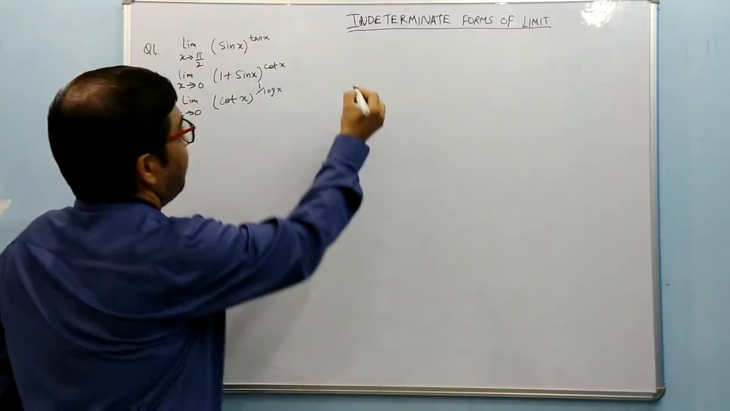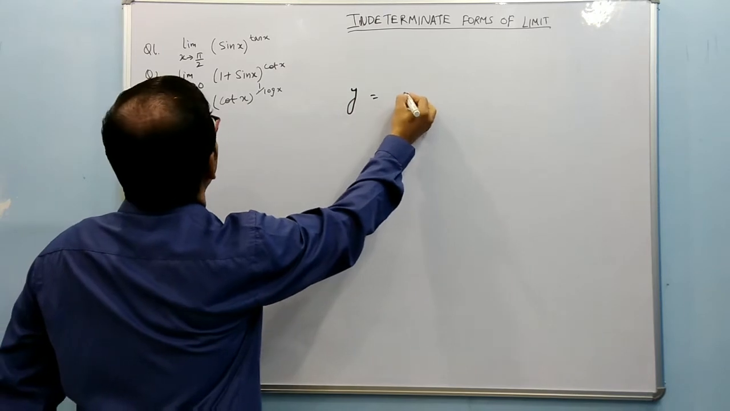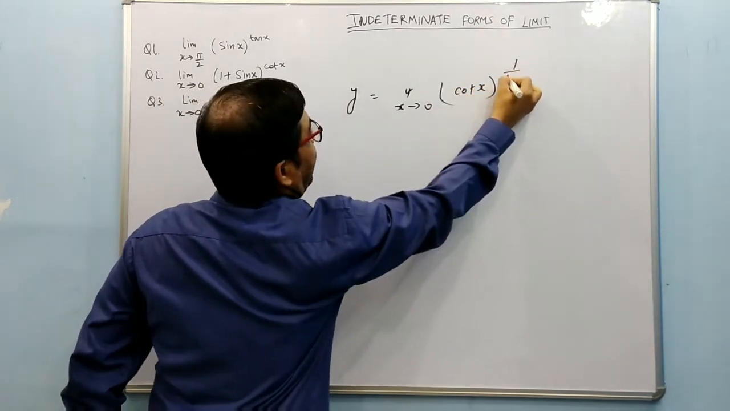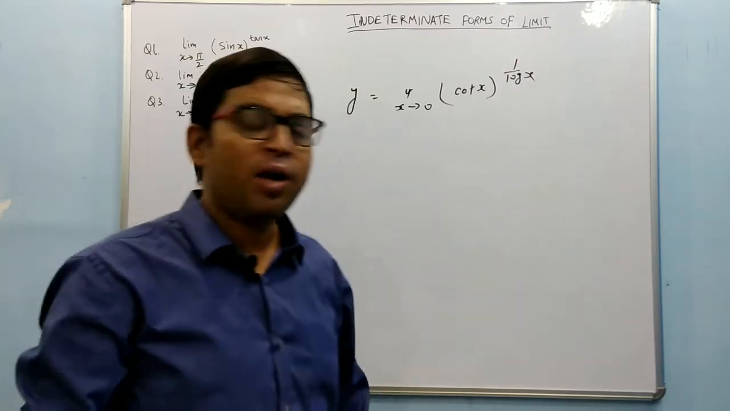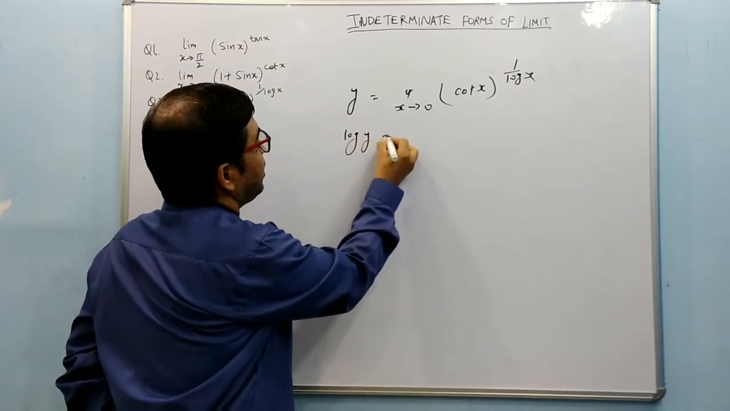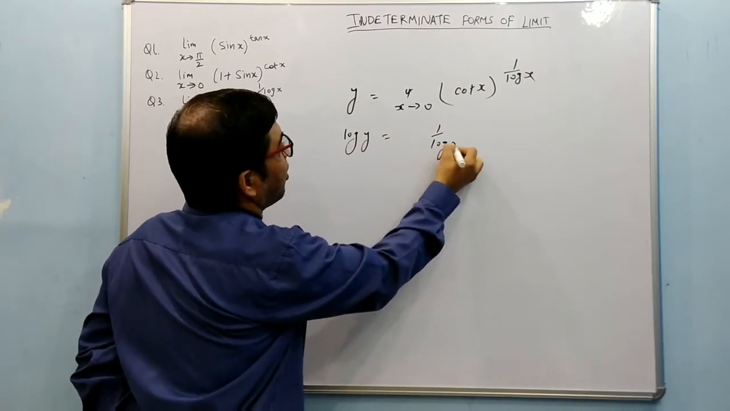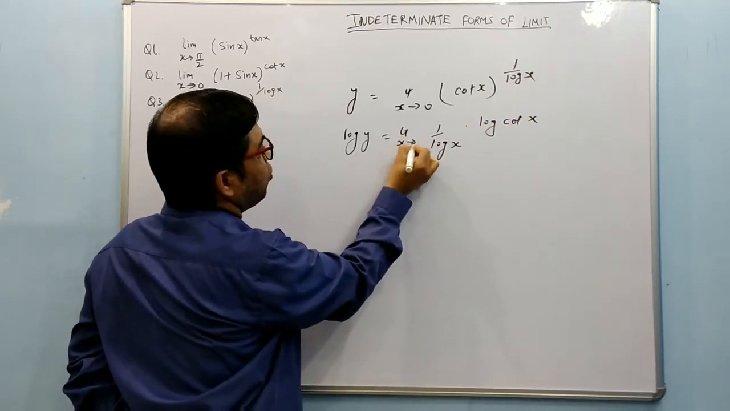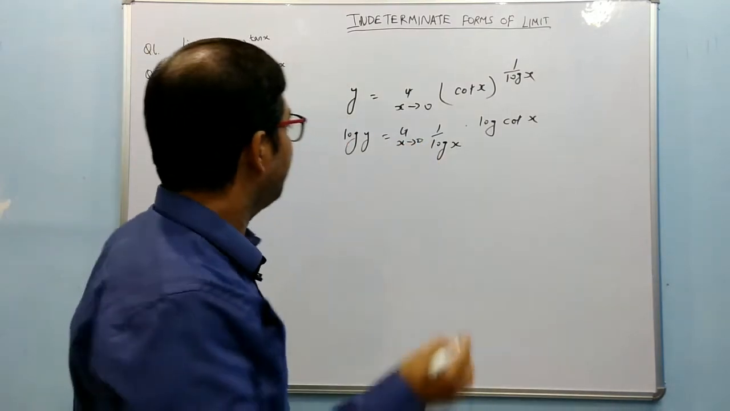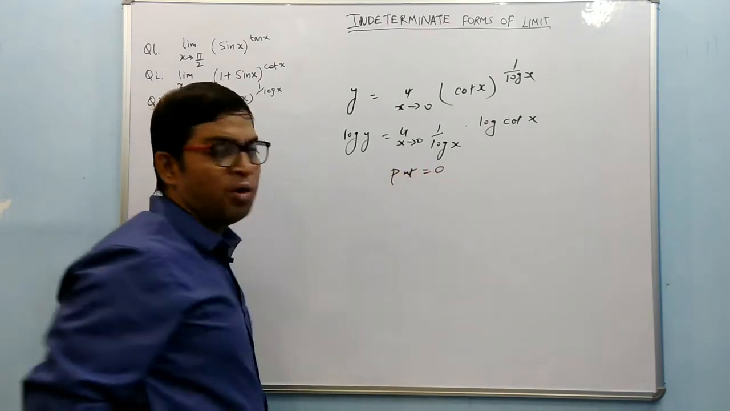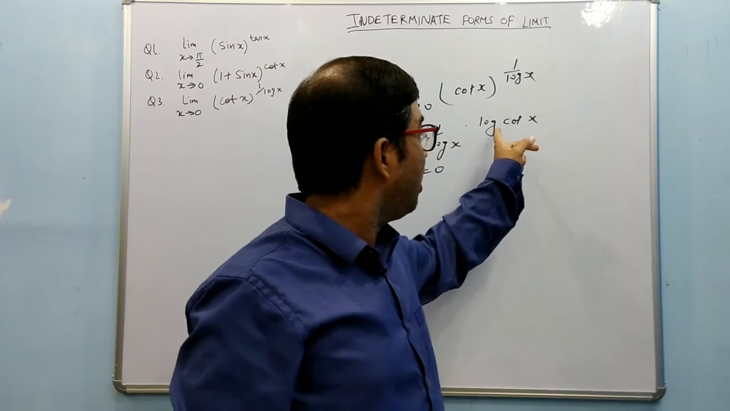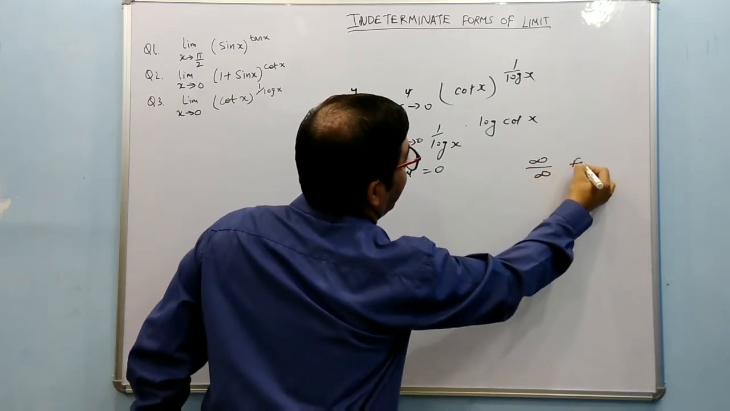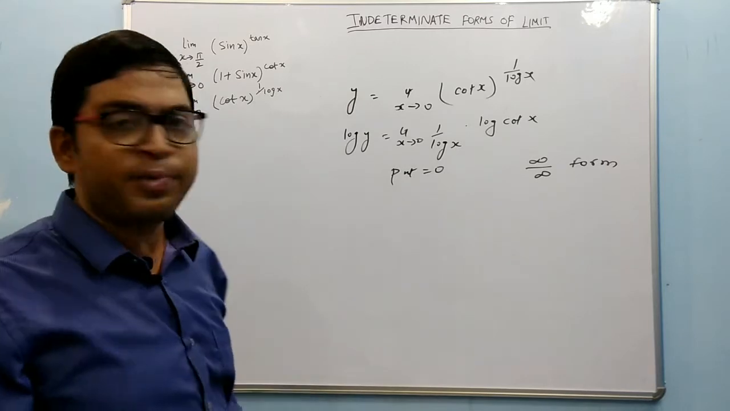Now see question number 3. Proceed in the same way. You just write y is equal to limit x tends to 0 of (cot x) to the power 1 by log x. You just take log. So log y is equal to 1 by log x into log cot x, and limit x is tending to 0. What we do, we just put x is equal to 0. What is coming? Log cot 0 is infinity. So log infinity is infinity and log 0 is also infinity. So infinity by infinity form. So you can apply L'Hospital rule very easily.